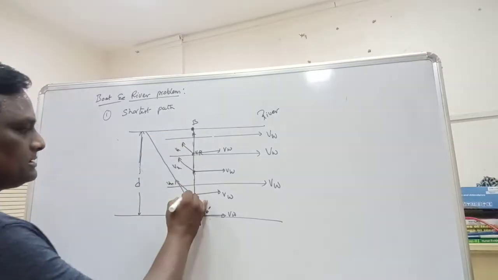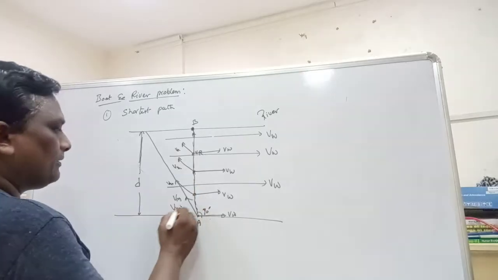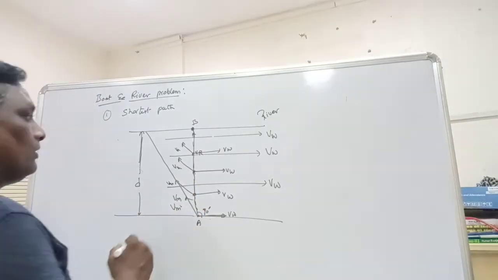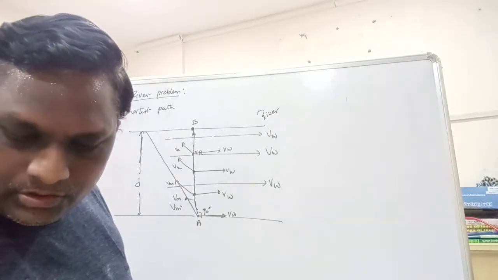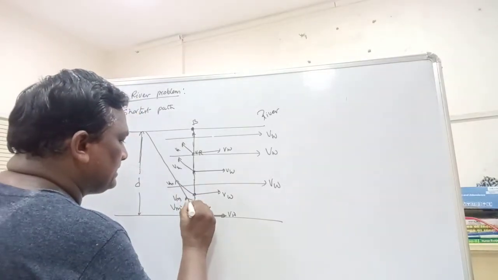Upstream direction like this. This is V man. Can you understand? Yes, sir. So this is V man and it is the V water. Any doubt regarding this? No, sir. Now what you have to do? This angle you have to find out. Listen. They'll ask you this angle, suppose this angle theta.